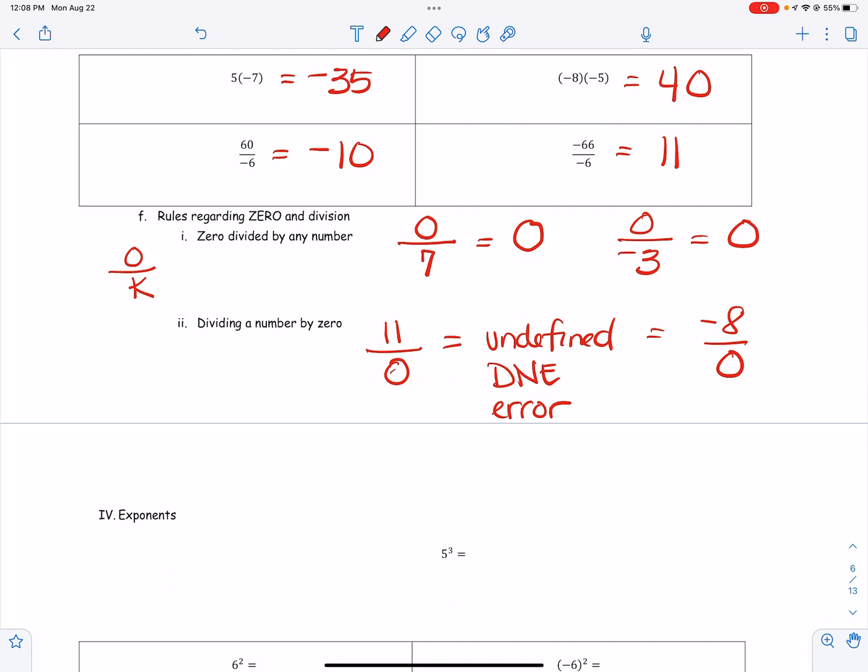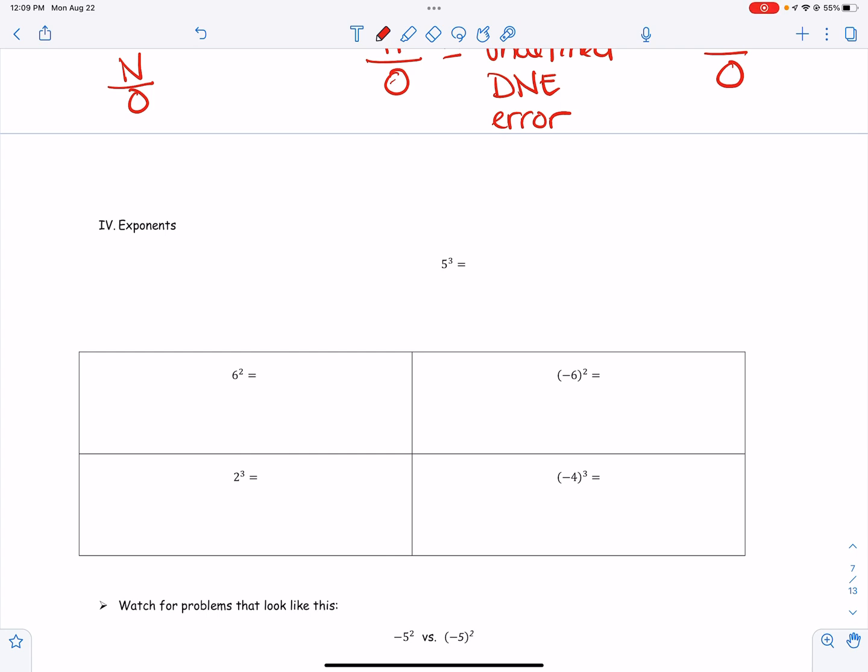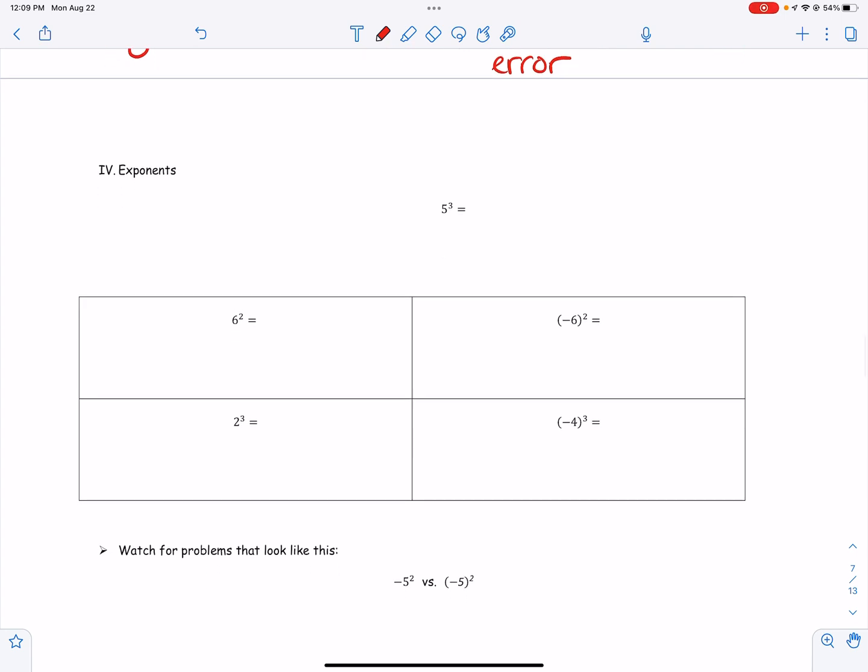So 0 divided by a number is okay. A number divided by 0 is no way. And that's how I remember it. And you will have one of those situations on your test, not both of them, because I got smart. Somebody guessed and they're like, well, I'm going to put 0 for both of them, at least get one of them right, okay?